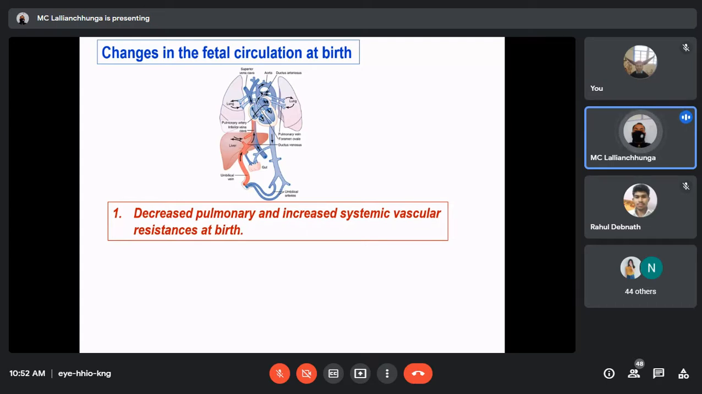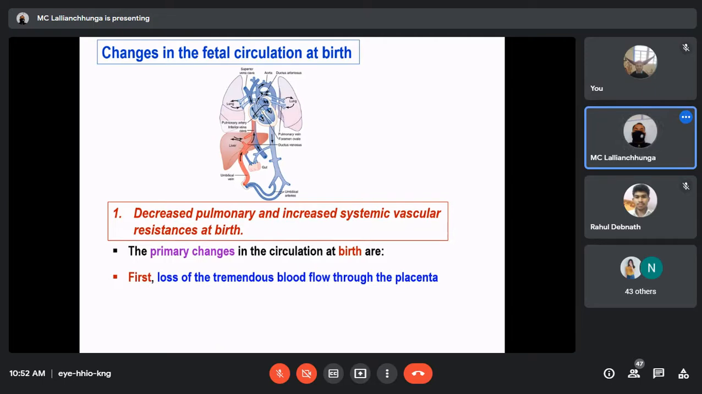But let us see that one. Changes in the fetal circulation at birth. There will be decreased pulmonary and increased systemic vascular resistance at birth. The primary changes in the circulation at birth include, first, loss of tremendous blood flow through the placenta. Why is there loss of blood flow through the placenta? After birth, the umbilical cord will be cut. That means blood will not flow through the placenta.